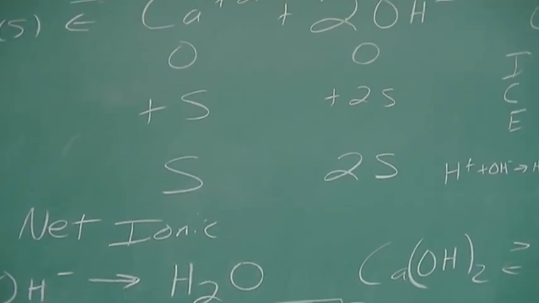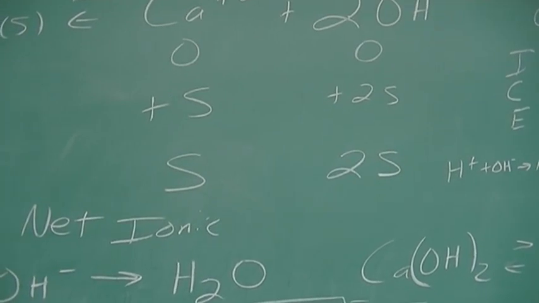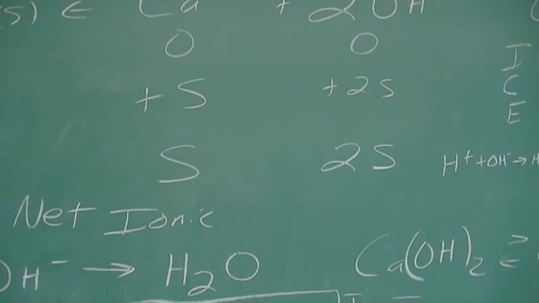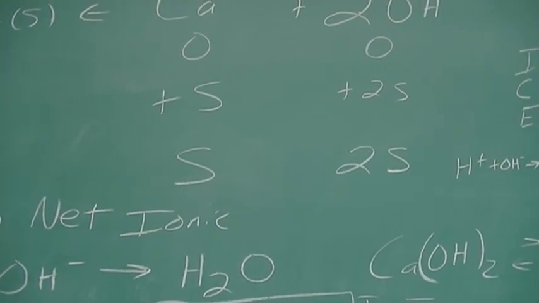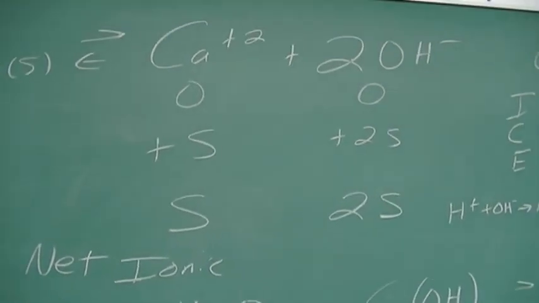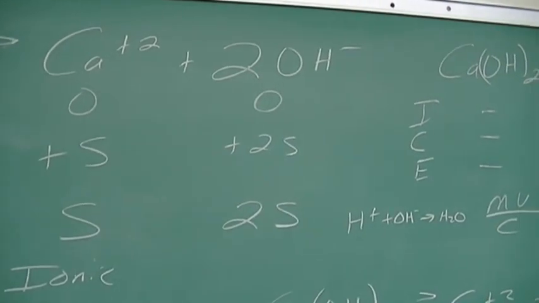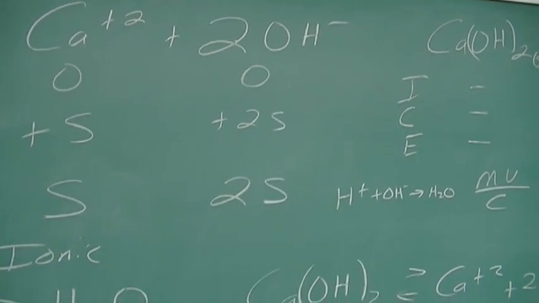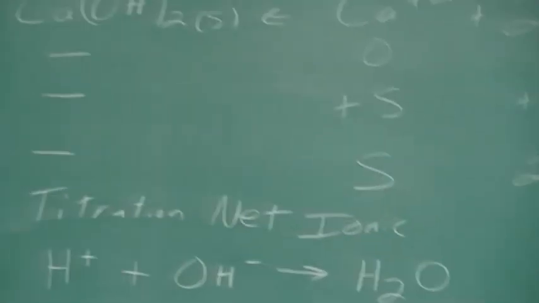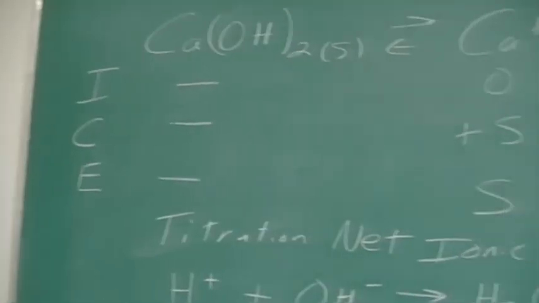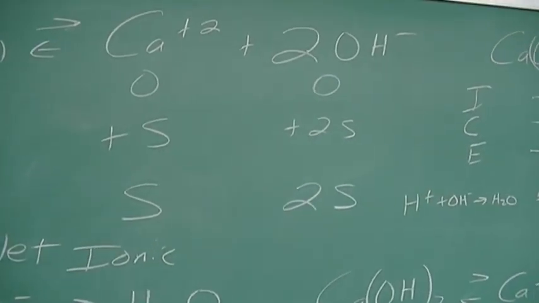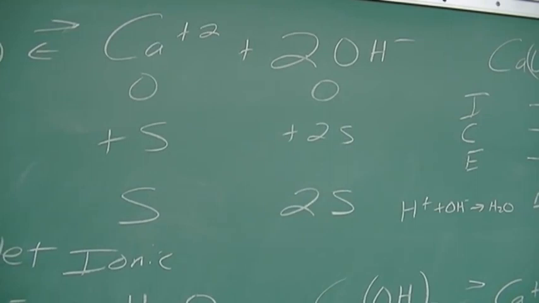When we do a Ksp, we talk about the solubility. So instead of using the letter X, we use the letter S, which is its molar solubility. And so you have S for calcium, you have 2S for the OH minus because of the balanced reaction. There's 2 OH minuses. So at equilibrium, this is our ICE over here, initial change equilibrium. We have S for our calcium plus 2. We have 2S for our OH minus.